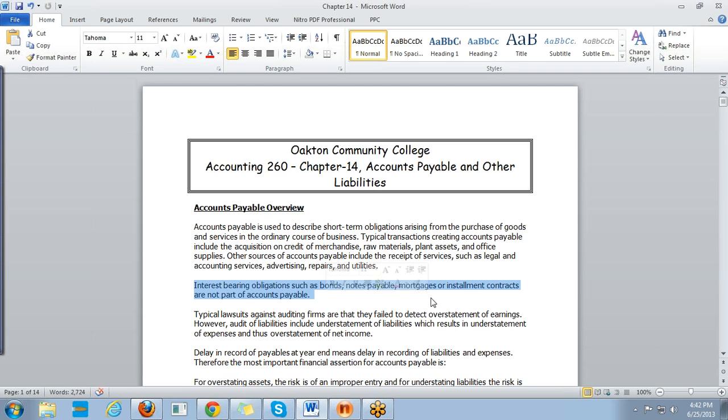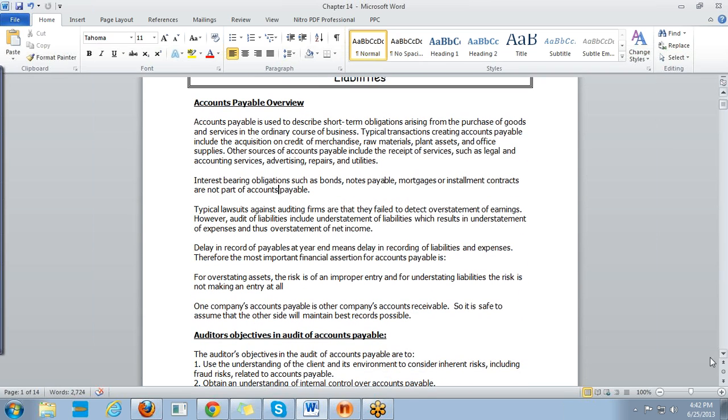Long-term debt, interest-bearing obligations, all these things are not part of accounts payable. Interest payable is separate from accounts payable. Okay. Now here we change focus.